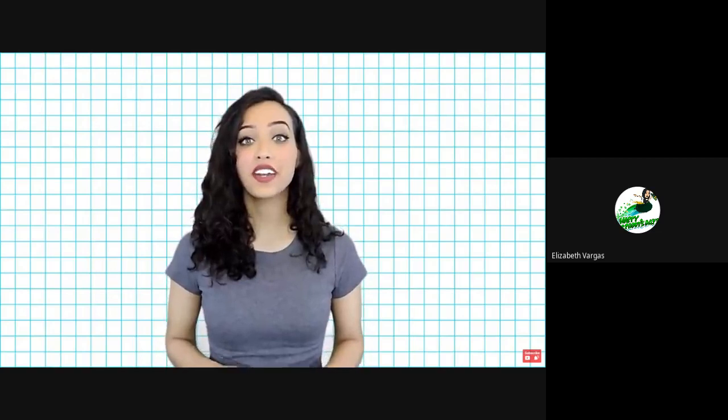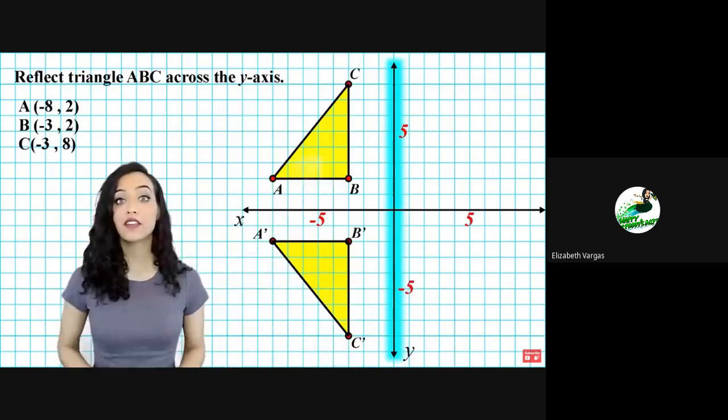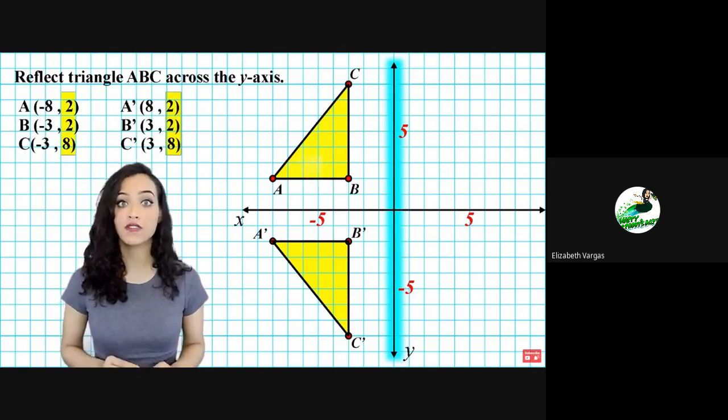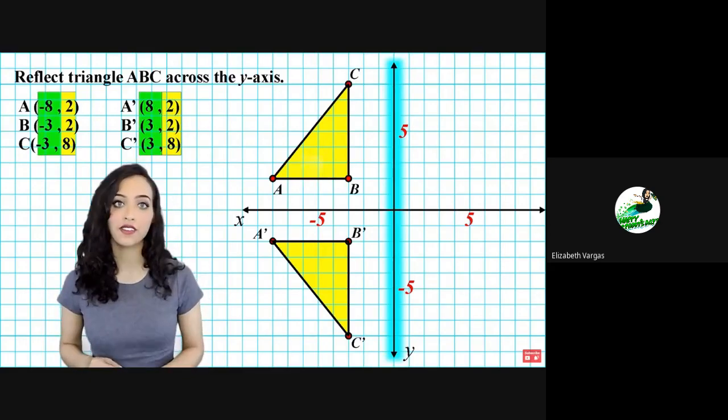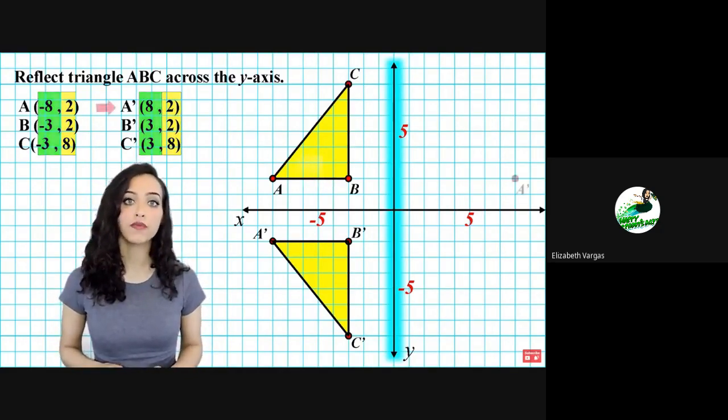All right, let's go ahead and reflect triangle ABC across the y-axis. A reflection across the y-axis requires making all y values the same and the x values opposite. So we're going to keep our y values the same and turn all of the x values, which are negative values, into positive values. Now that we have our new points, let's go ahead and plot our points.